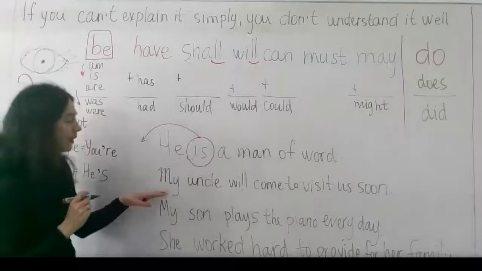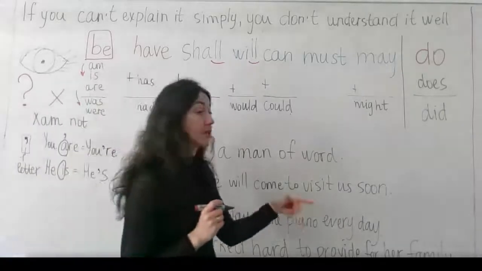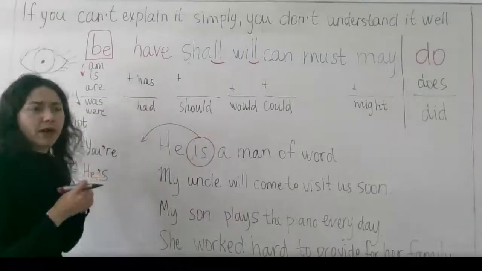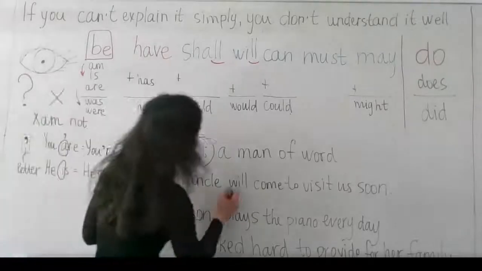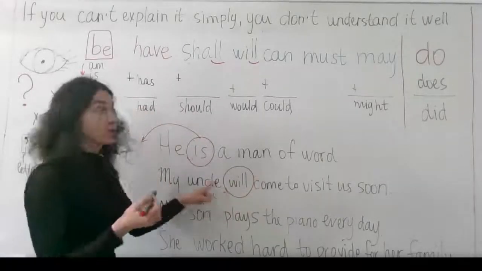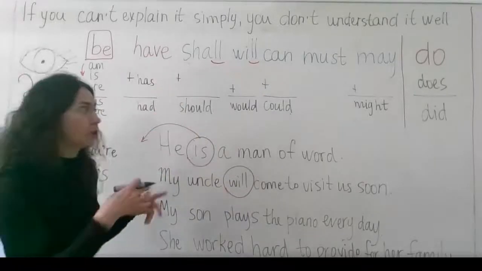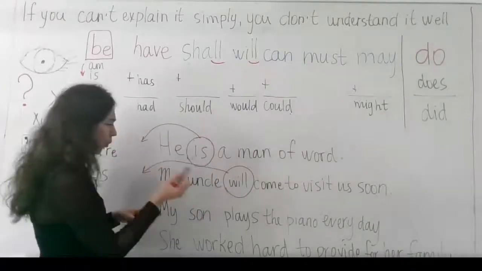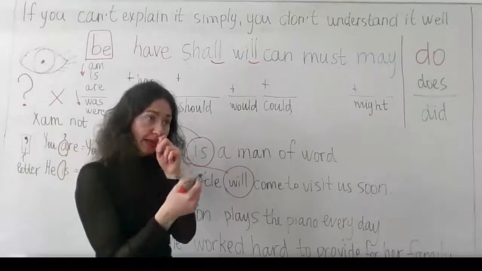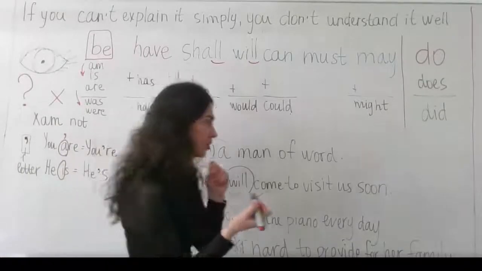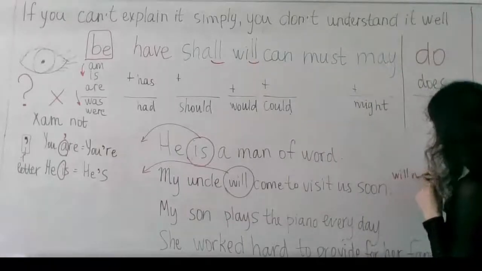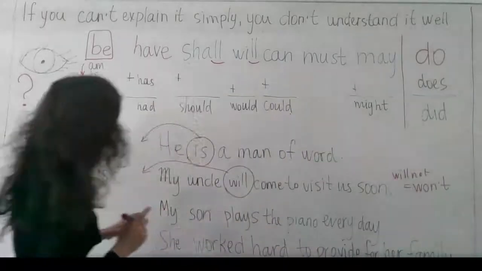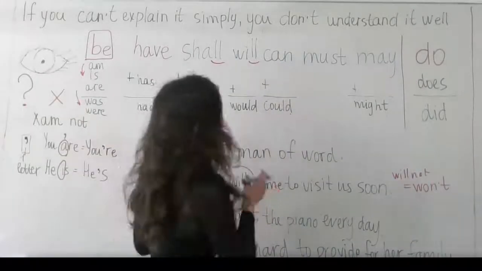Then we have the second one: My uncle will come to visit us soon. Do we have any word that can help us to make a question or a negative sentence? Will, you're right. Here we have will. So if we have it in our sentence, we use it. We do not use any other word. We have will, we use will. Will my uncle come to visit us soon? Yes, he will. No, he won't. So will not has the form won't. This is the same. We'll talk about it a little bit later.